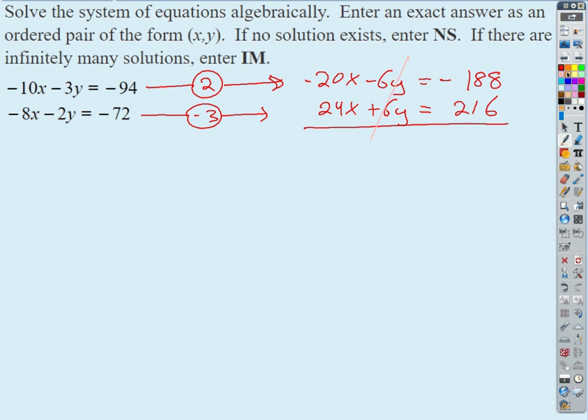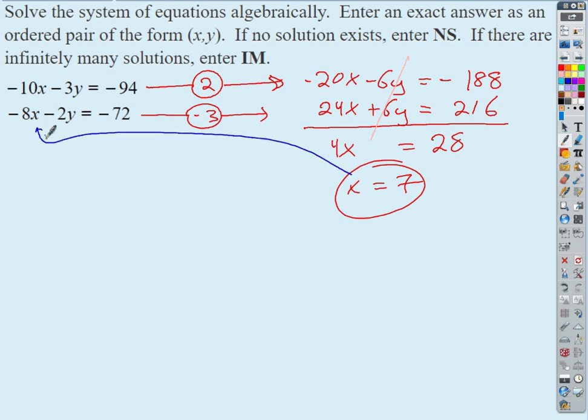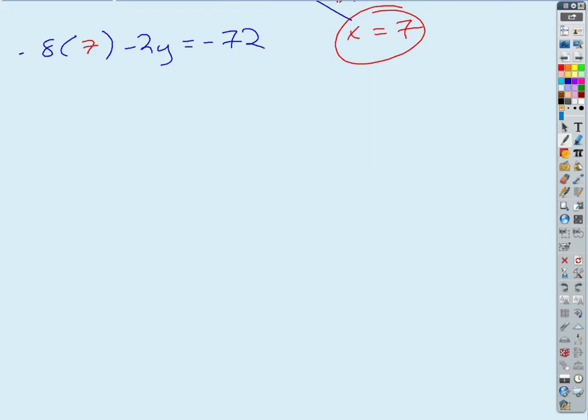So when I add those up, negative 20x plus 24x is 4x, and then negative 188 plus 216 is 28. So what's x? Okay, halfway there, now what? Okay, plug it in and solve for y. So we get negative 8 times 7 minus 2y equals negative 72. Well, that's just negative 56 minus 2y equals negative 72.